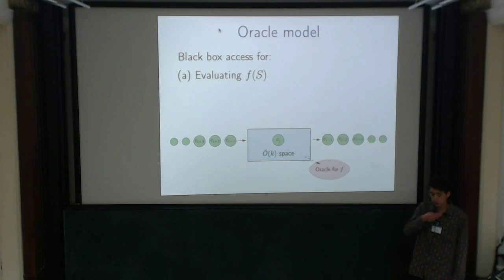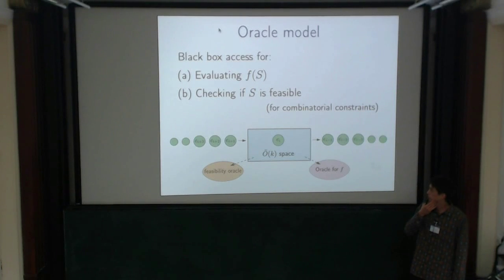And I'm also going to just assume oracles. I'm going to have an oracle for evaluating f. And when we get into more sophisticated combinatorial constraints, I'm also going to have an independence oracle. Okay, so we're just going to abstract out any such implementation details. Okay, good.